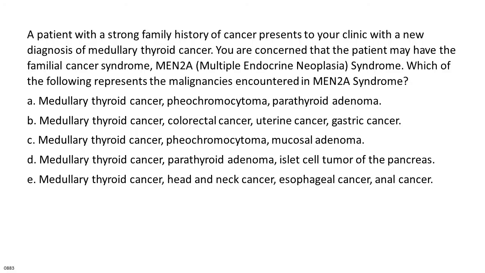A patient with a strong family history of cancer presents to your clinic with a new diagnosis of medullary thyroid cancer. You are concerned that the patient may have the familial cancer syndrome, MEN2A, multiple endocrine neoplasia syndrome. Which of the following represents the malignancies encountered in MEN2A syndrome?